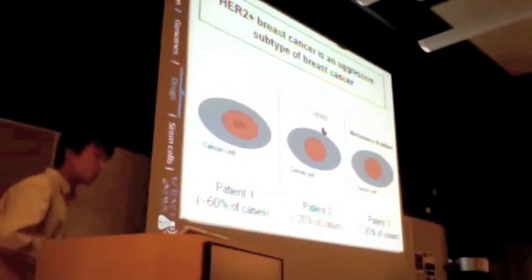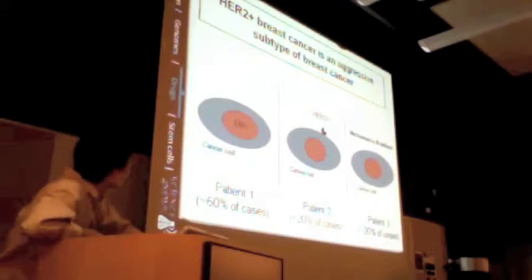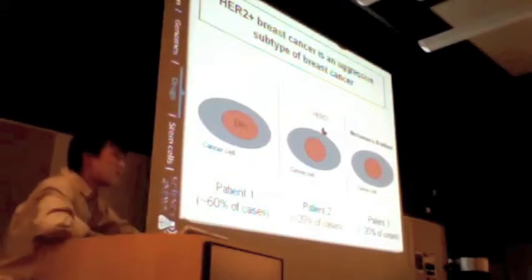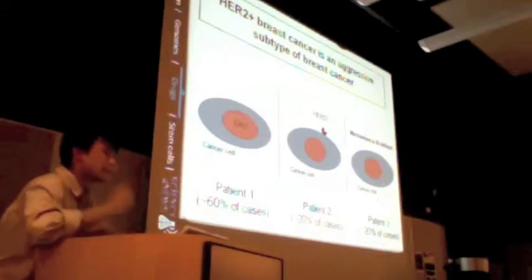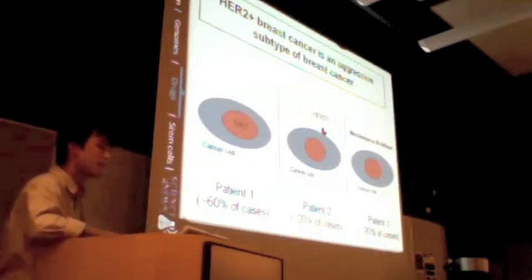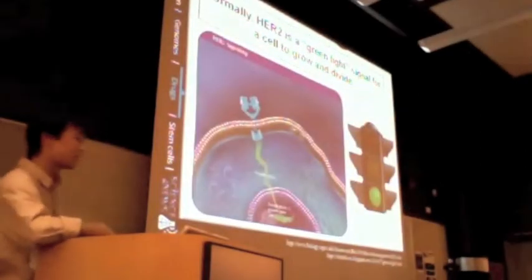Could you say again what that little black thing on HER2? This thing. That makes it HER2? No, that's the protein HER2. It's on the cell. Yes, it's sitting on the cell membrane. And very good question to talk about.